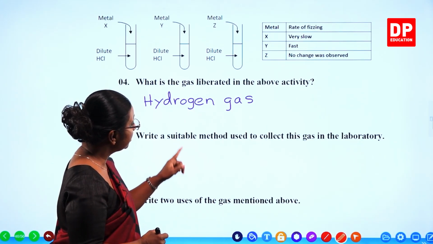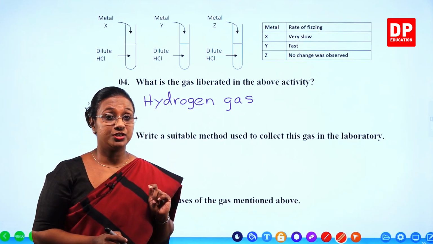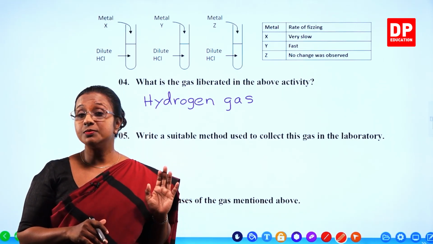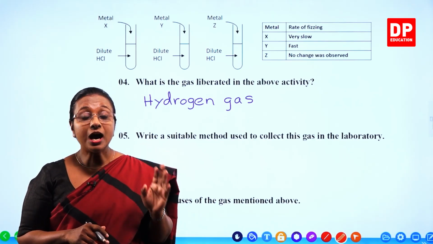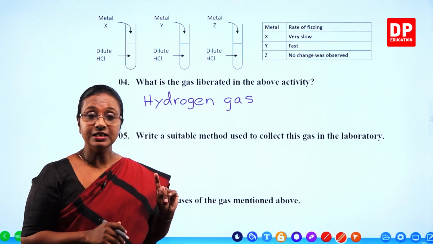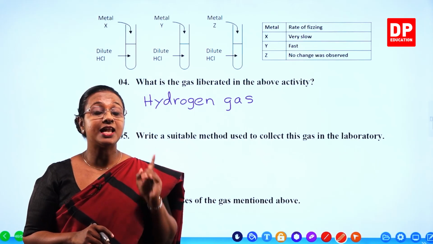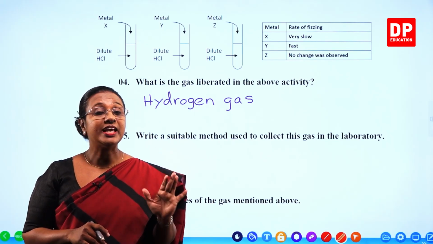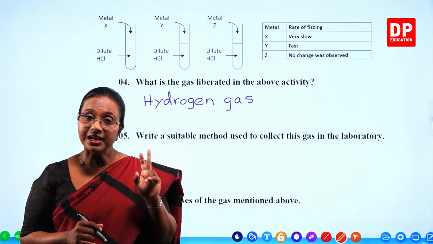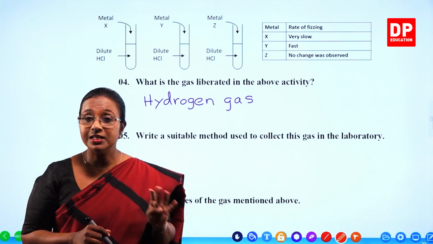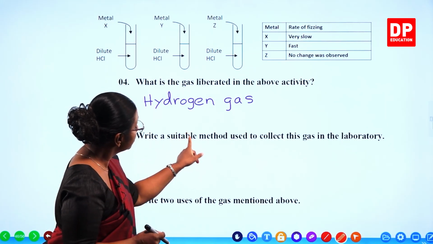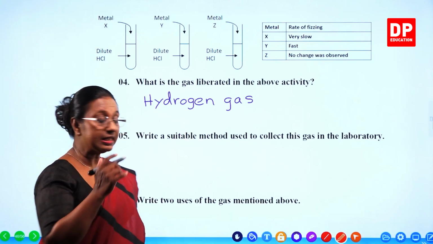Write a suitable method used to collect this gas in the laboratory. How do we collect hydrogen gas? When we did all the activities, what was the method? We used the downward displacement of water. But you all know for hydrogen, because it is the lightest gas, it is lighter than air also. So we can collect it by the downward displacement of air. So you can write any one of the 2 methods. Downward displacement of water, downward displacement of air. So write a suitable method used to collect this gas in the laboratory.